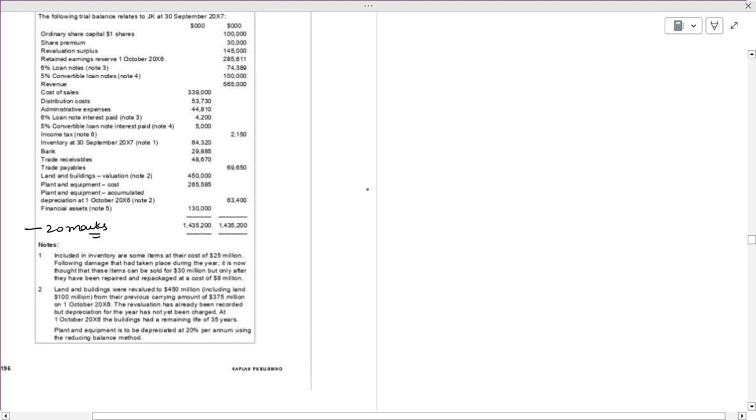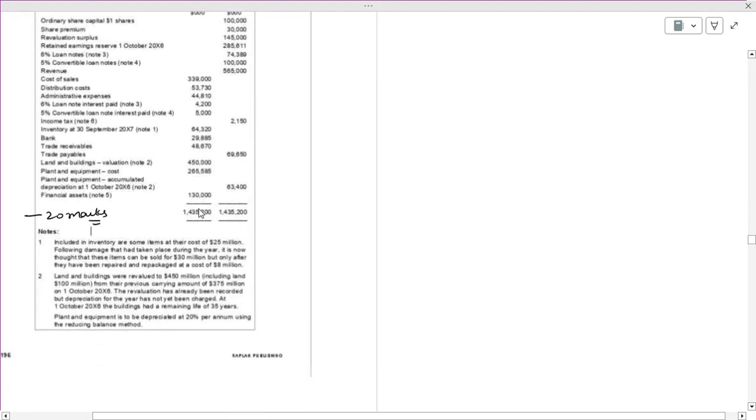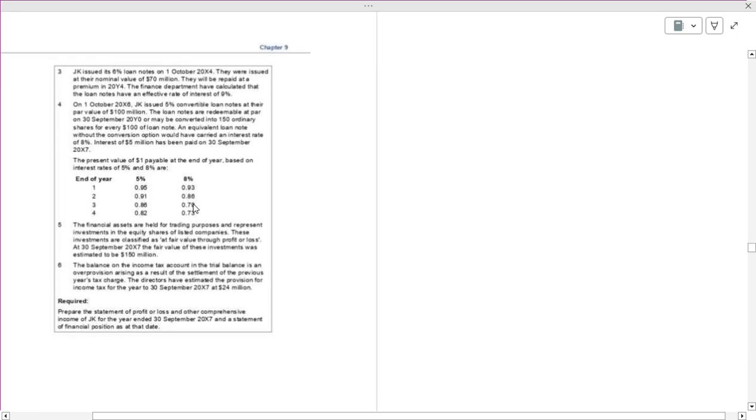Similar to this. Now, we are not going to cover only one aspect, but we will cover different aspects also. Section C, we will cover this in 20 marks. What they say, first, they gave you a trial balance, and they ask us to prepare a statement of profit and loss account and OCI, and a statement of financial position. It is a 20 marks question.